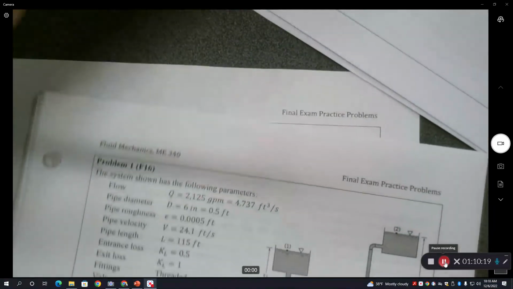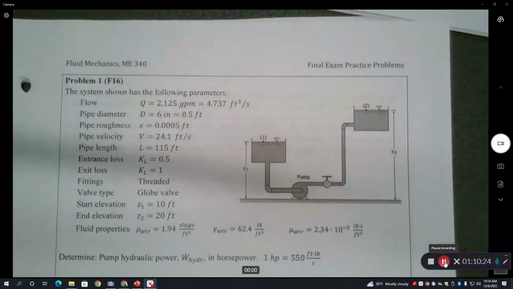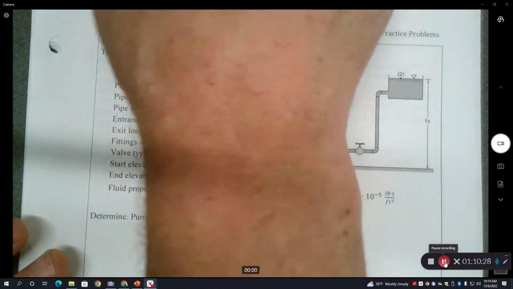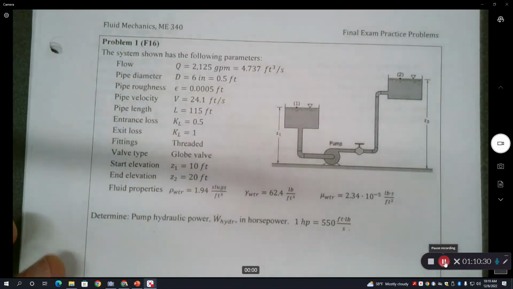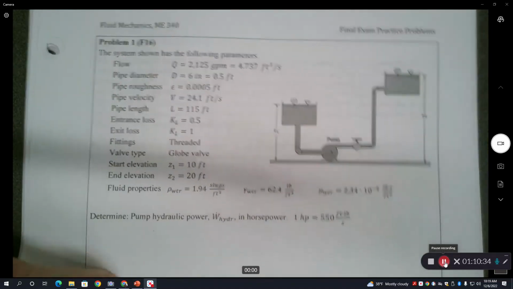Here's a general piping problem. Piping is probably more important to me than it is to other professors. I do a lot of stuff in my professional life with piping. I'm trying to project my priorities onto you.